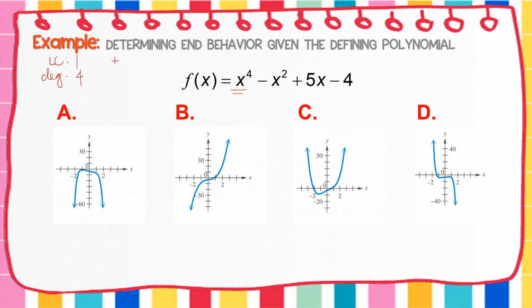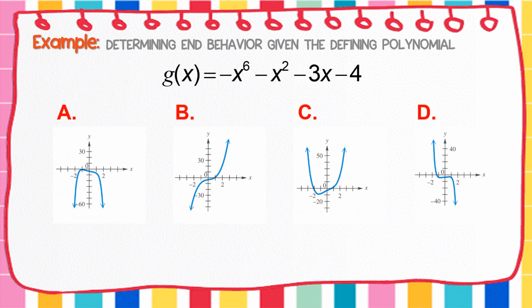4. Ito yun, 4. And what is 4? Even. So, positive, even. That is rising, rising. So, alin dyan yung graph na yung arrow ay parehas na sa taas? Okay, this one. So, our answer is letter C.